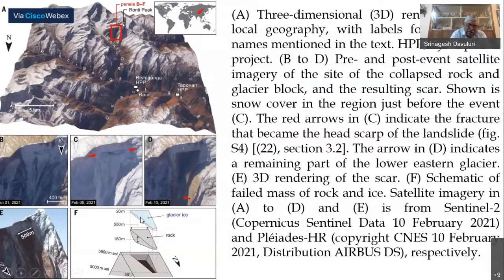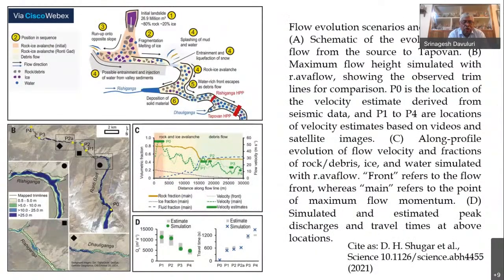If you look, there is 20 meters of glacier ice, and 180 meters into 550 meters is the rock, and it fell from 5,500 meters to about 5,000 meters. So there was a rock fall of 500 meters, and you can imagine what kind of impact it would have created because of this huge mass of material which slid and fell down. To give more of a demonstration, the initial landslide was 26.9 million cubic meters of mass, 80% rock and 20% ice.